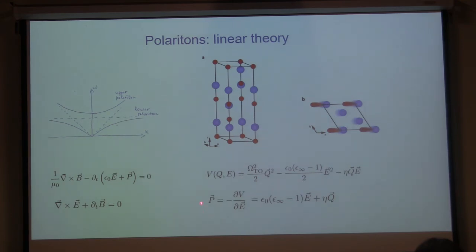So if we want to compute polarization, we just take the derivative of the energy with respect to electric field, right? And we find that there is the usual susceptibility of vacuum to electric field, and then there is also a component which is proportional to the phonon displacement.